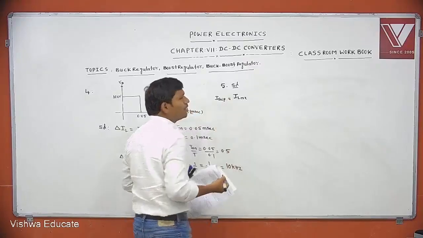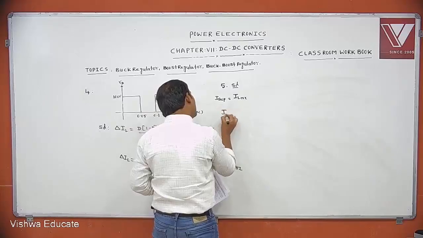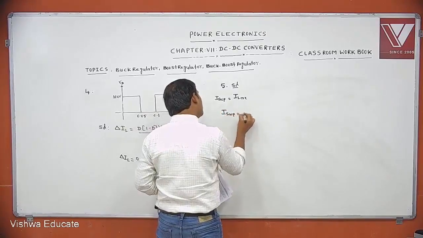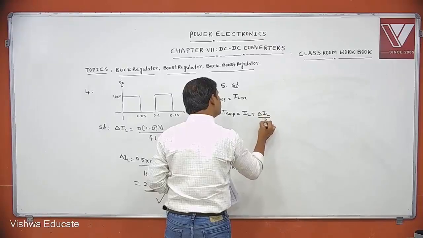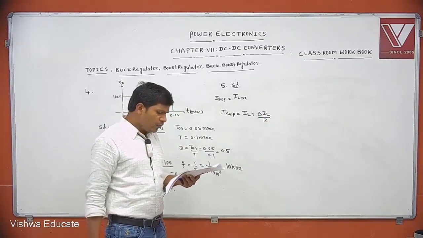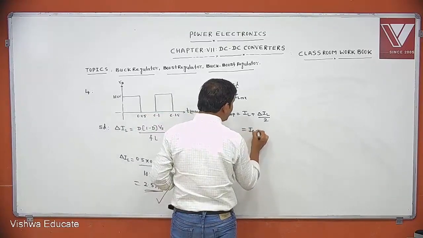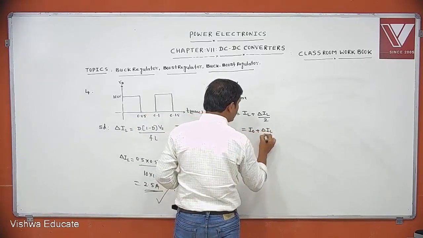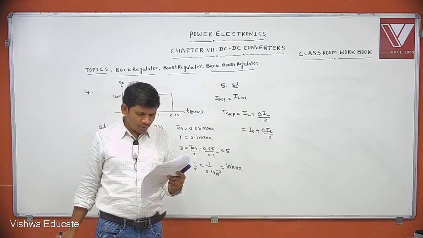ISWP equal to IL max. Peak current to the switch is the peak current of the inductor. Then what is the peak current to the switch? ISWP equal to IL plus delta IL by 2. That formula you know. Then you find the average inductor current. It is a step down now, so it is I naught plus delta IL by 2.